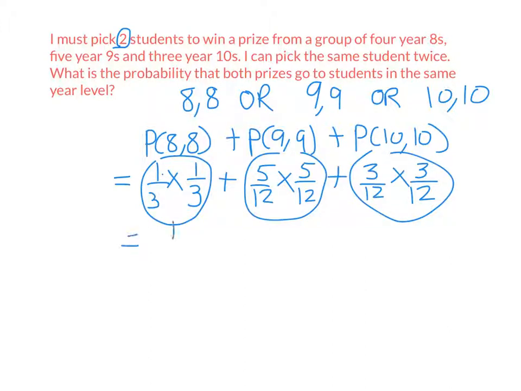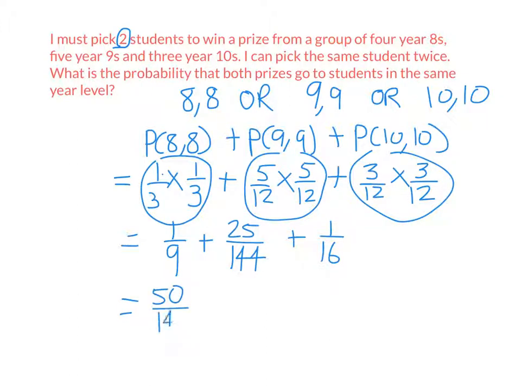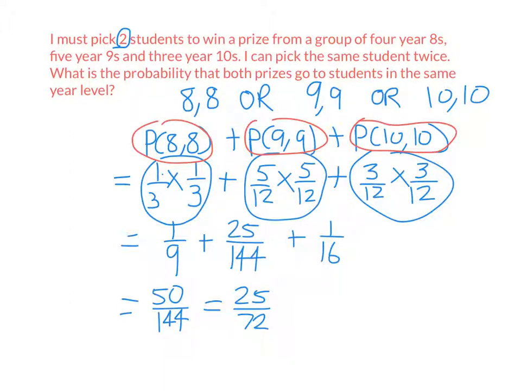So I get 1 over 9 plus 25 over 144 plus 1 over 16. The answer I end up getting is 50 over 144, and we can simplify that to 25 over 72. So that's the probability that I will pick students from the same year level to win both prizes. I used independent events to calculate each of these probabilities, and then I added them all up by using mutually exclusive events.